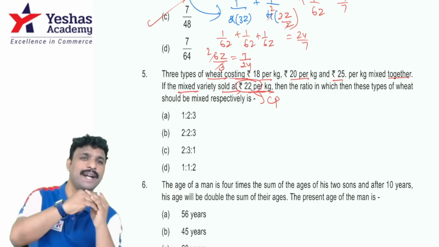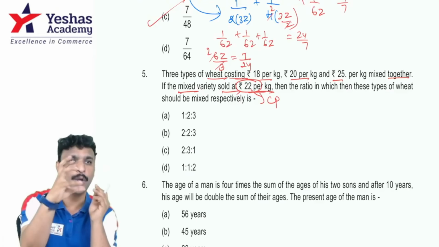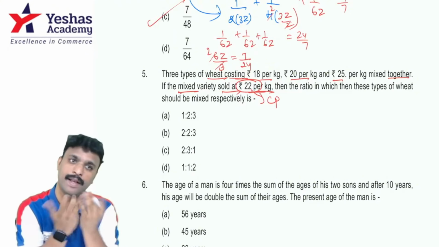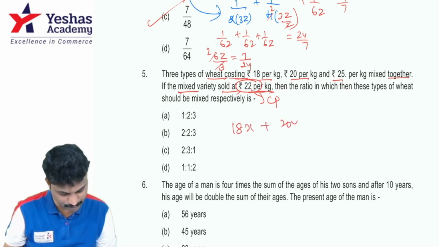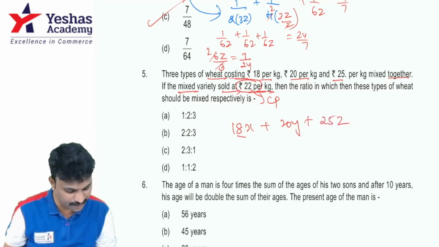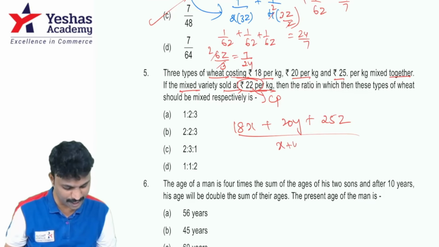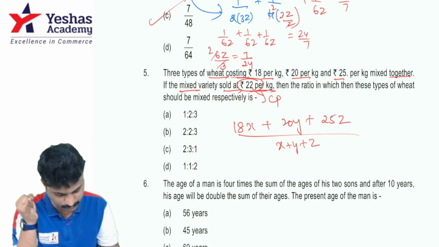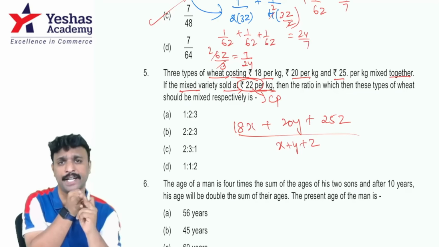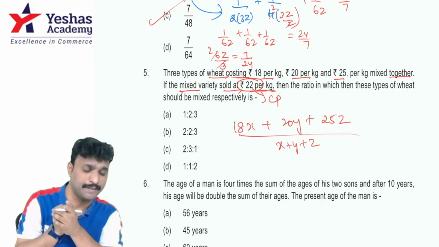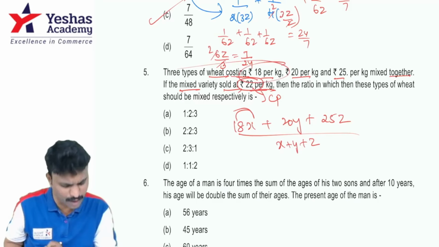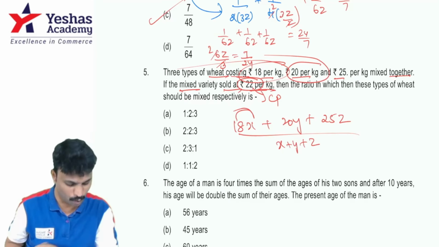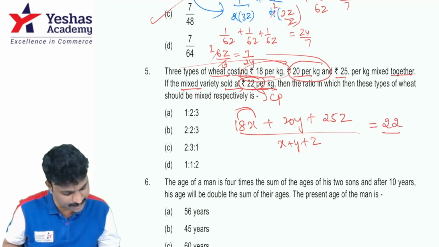Guys, don't you think that the total amount divided by total quantity will give you the cost price of the mixture? Yes. So what is the total amount? It is 18x plus 20y plus 25z divided by total quantity x plus y plus z, where x is the number of kgs of variety 1, y is the number of kgs of variety 2, z is the number of kgs of variety 3. So the quantity into price will give you the amount spent on the first variety. Quantity into price will give you the amount spent on second variety, and so on, which is equal to 22 rupees. This is CP of mixture.